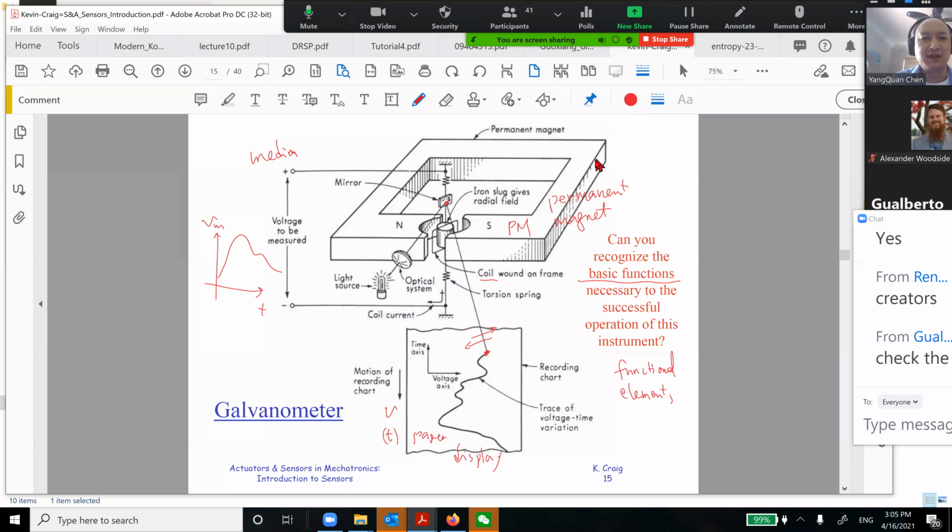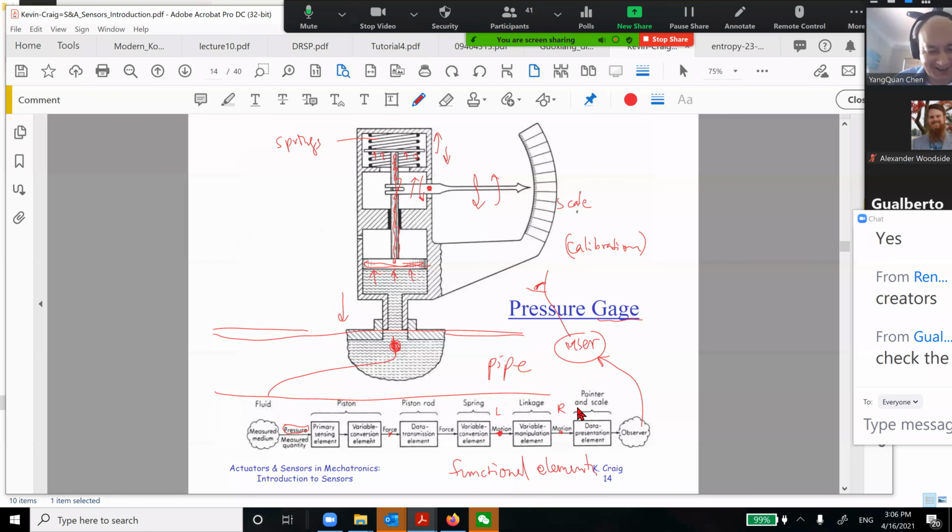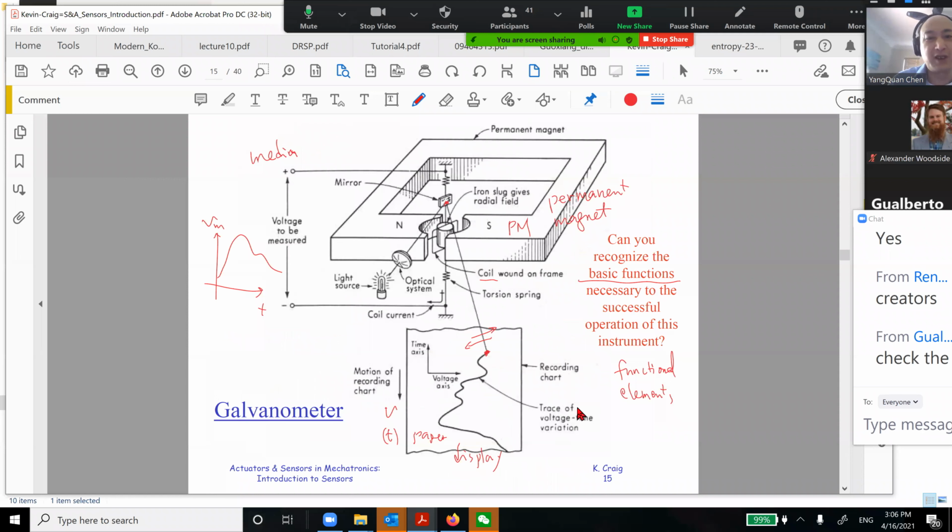And in the whole thing, this is a permanent magnet to give you the permanent magnetic field. So if you have a voltage coming, it will generate a motion, okay? These are the basic functional elements. I hope you can recognize the basic functions for the successful operation of this instrument by doing something similar to what we did here. Here we are very basic, but this one has more working principles behind it, okay?